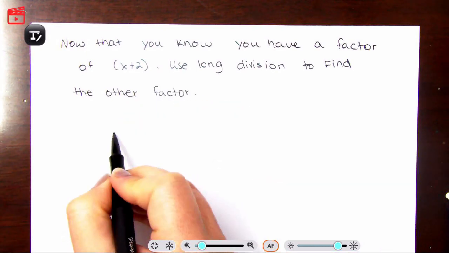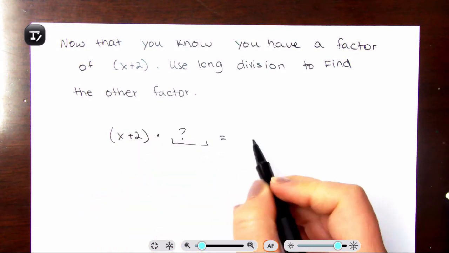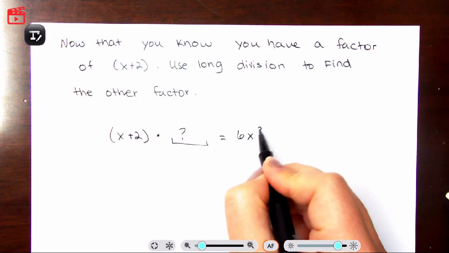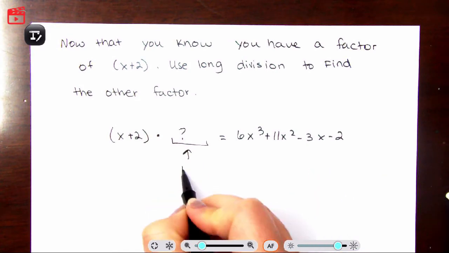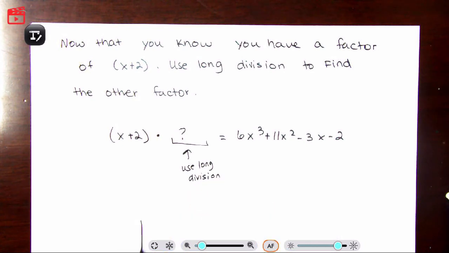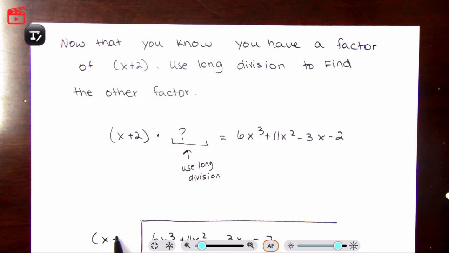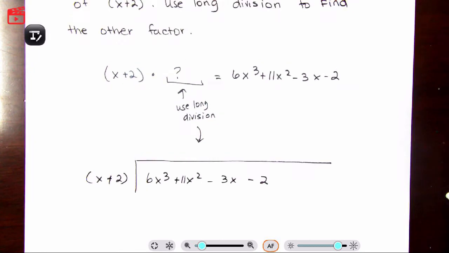So for example, now that we know we have x plus 2, well, x plus 2 times what is our polynomial of 6x cubed plus 11x squared minus 3x minus 2? So we're going to use long division. We're going to divide 6x cubed plus 11x squared minus 3x minus 2 by x plus 2, since we know that that's the factor, and we're going to find out what our answer is. I'm not going to do that in this video. That is a separate video on dividing polynomials by long division.